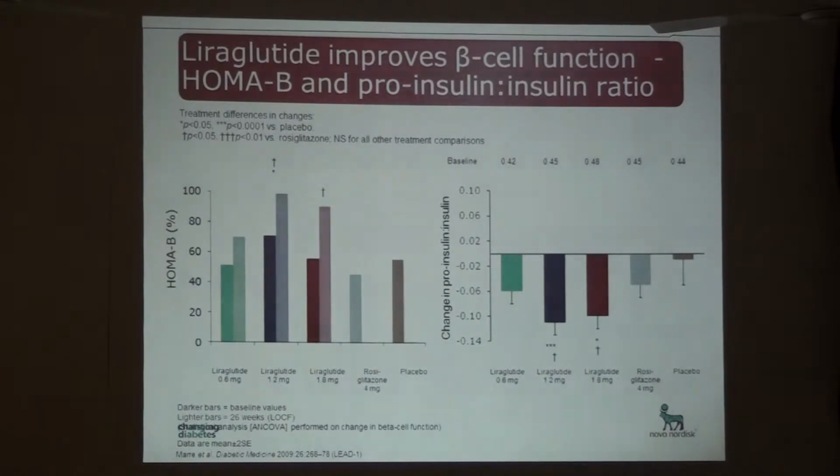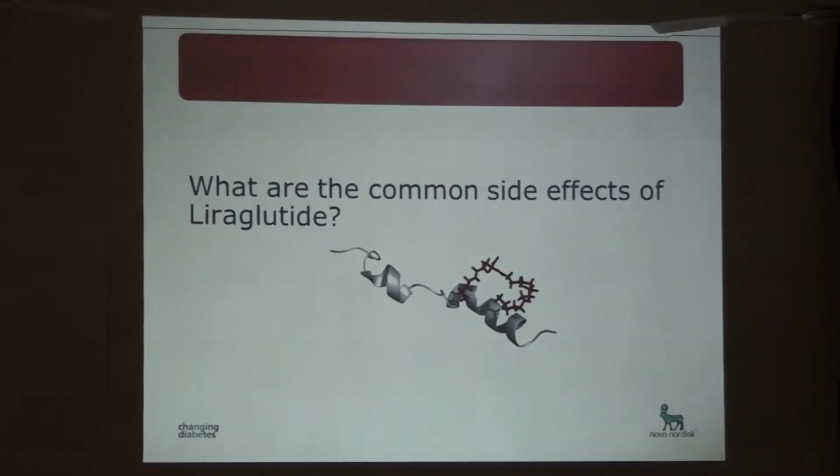Again, this ratio, if your pro-insulin to insulin ratio is lower, that is in the negatives, that means there is a larger secretion of insulin. So that is quite a significant reduction. You can ignore the HOMA-B model if you're not comfortable with it.